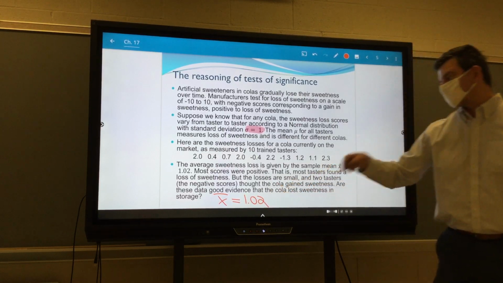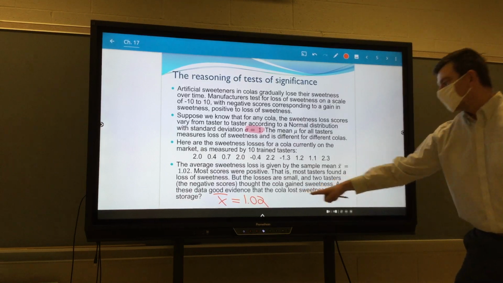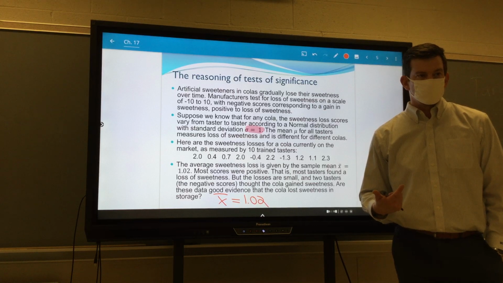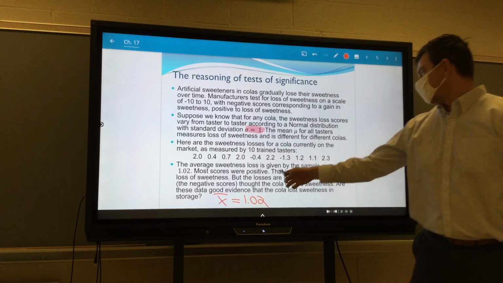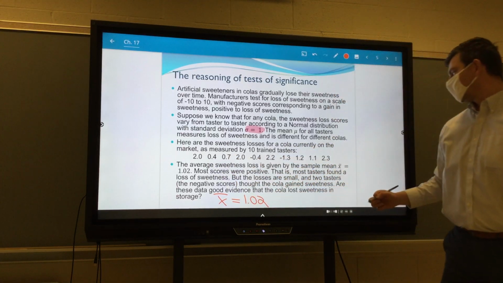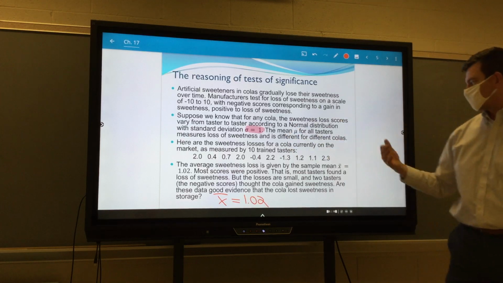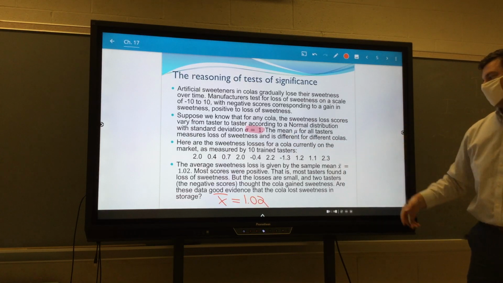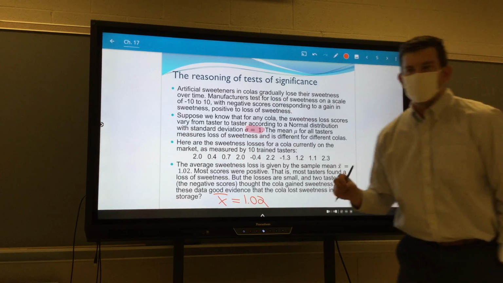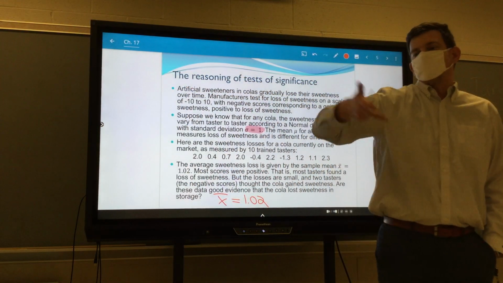Does this data suggest strong enough evidence that the cola lost sweetness in the storage process? Look at some of these scores: 0.4, 0.7. Our most extreme value on a scale of -10 to +10 is 2.3. Maybe it's not any significant change, and it could just be a fluke.